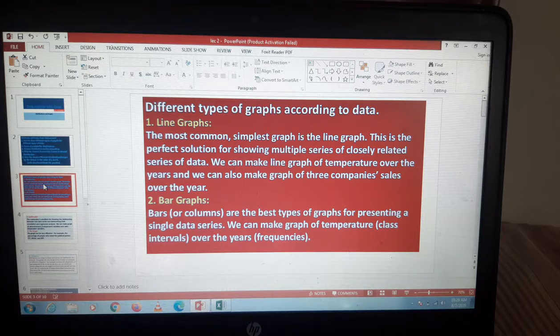There are different types of graphs according to data. Number one, line graphs. The most common, simplest graph is the line graph. This is the perfect solution for showing multiple, closely related series of data. We can make a line graph of temperature over the years, and we can also make a graph of three companies' sales over the year. Number two, bar graphs. Bar graphs or column graphs are the best type of graph for presenting a single data series. We can make a graph of temperature class intervals and frequencies.